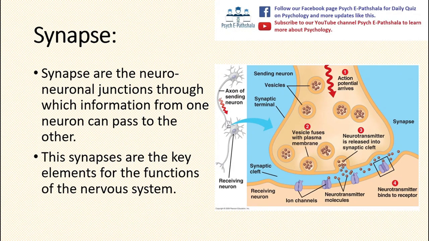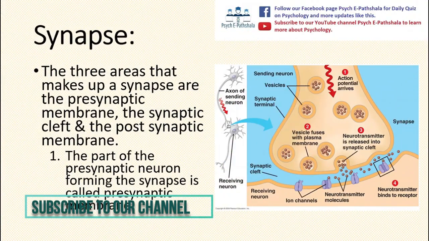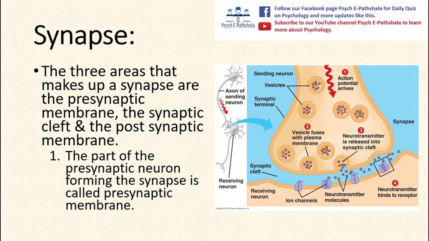What is synapse? Synapses are the neuronal junctions through which information from one neuron can pass on to the other one. These synapses are the key elements for the functions of the nervous system. The three areas that make up a synapse are the presynaptic membrane, the synaptic cleft, and the postsynaptic membrane.